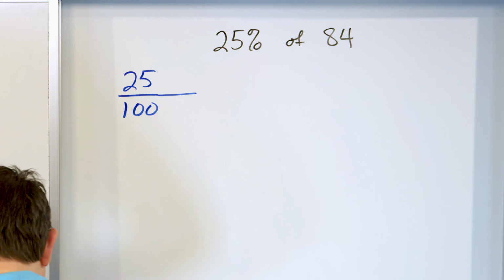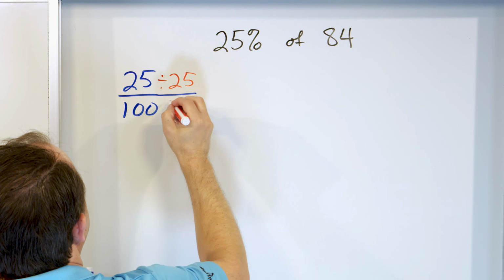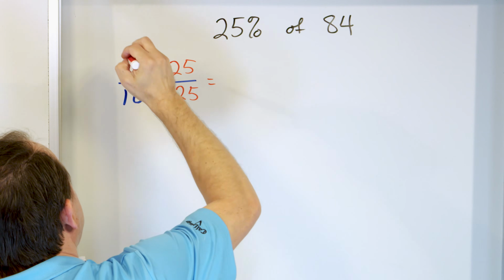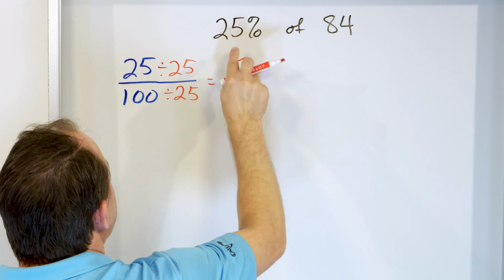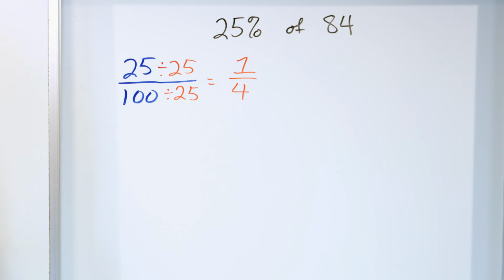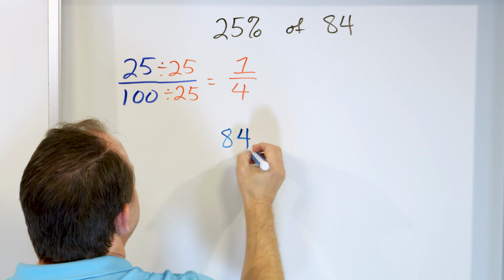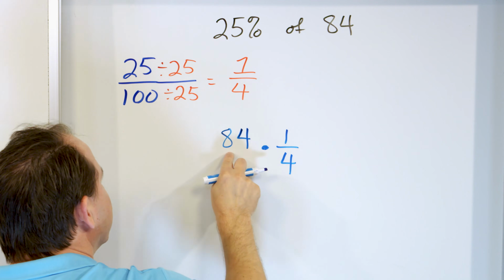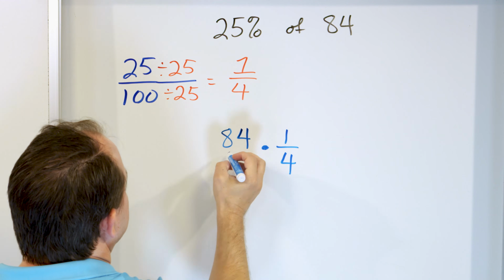And I can simplify that fraction by dividing the top by 25 and dividing the bottom by 25. So the simplified fraction: 25 divided by 25 is 1, 100 divided by 25 is 4. So 25% is exactly the same thing as 1/4 of something. So I just start with the 84 biscuits that I have, and I'm going to multiply it by 1/4. That means I'm going to cut it down from its original amount, multiplying by 1/4 of its original size.